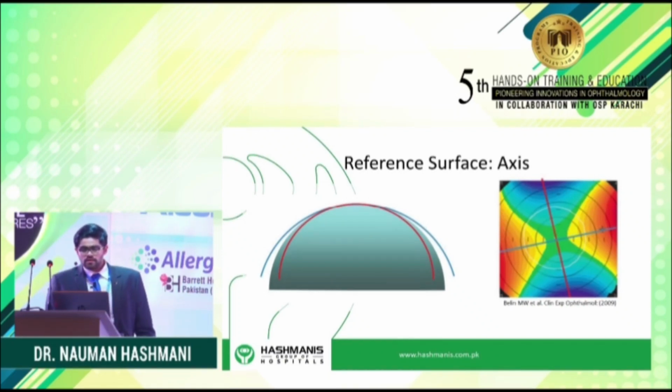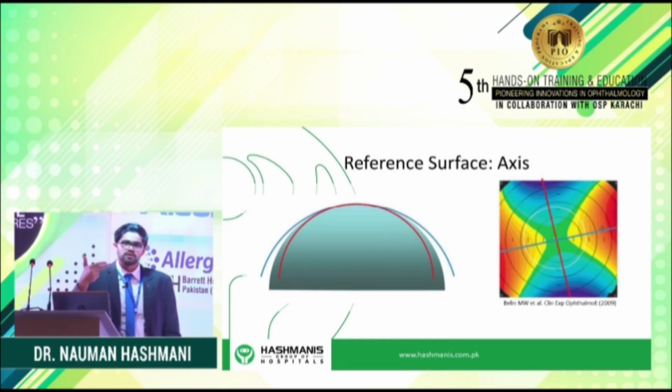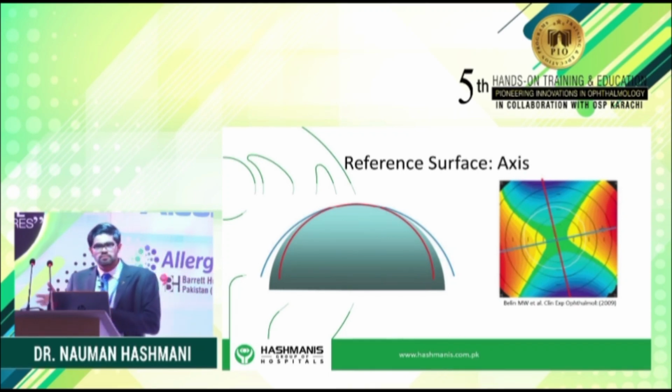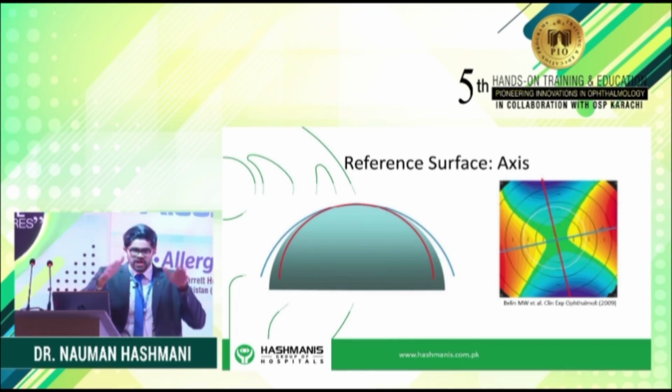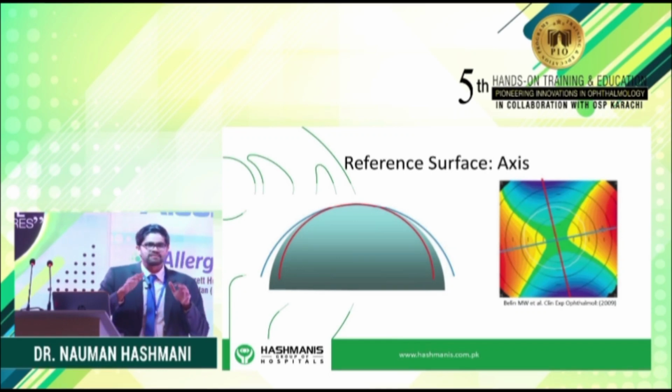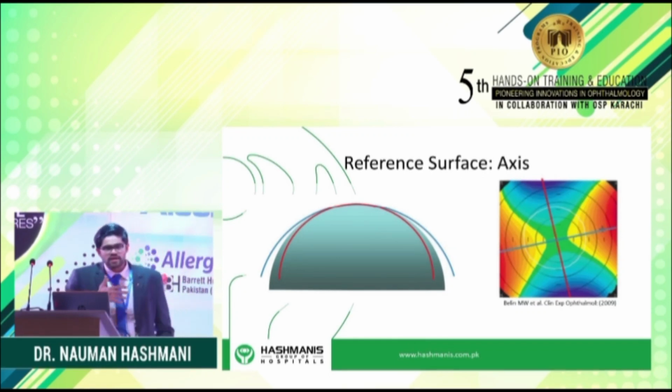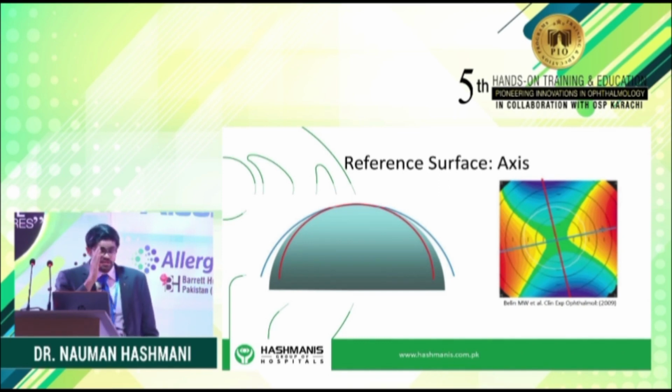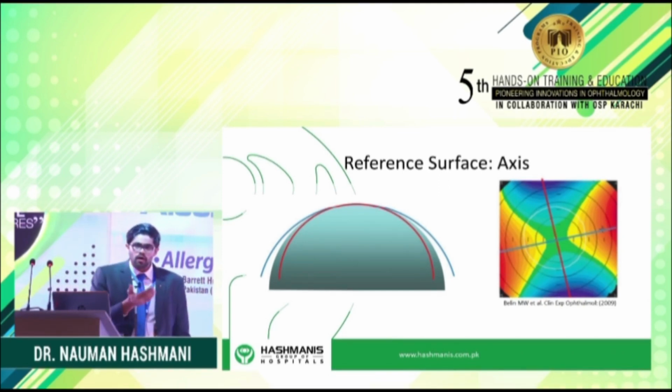Now, from these, one very important question is, what is the most accurate? Is the best fit sphere more accurate? Is the ellipsoid more accurate? Or is the toric ellipsoid more accurate? And the answer is, none of these are more accurate. The data is the same. The machine has the data that you've taken, it's just extracted out a sphere, or a toric ellipsoid, or an ellipsoid. So all of these are very accurate, it's just how quickly you can pick out a keratoconic cornea.